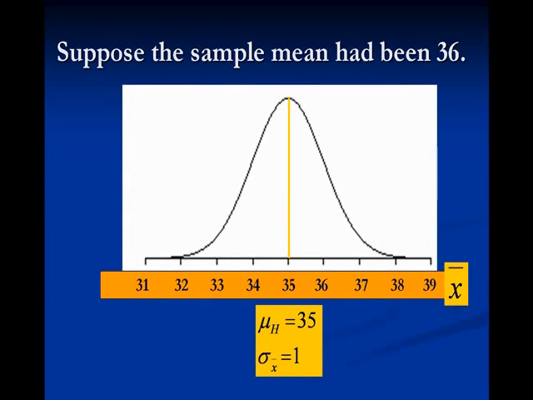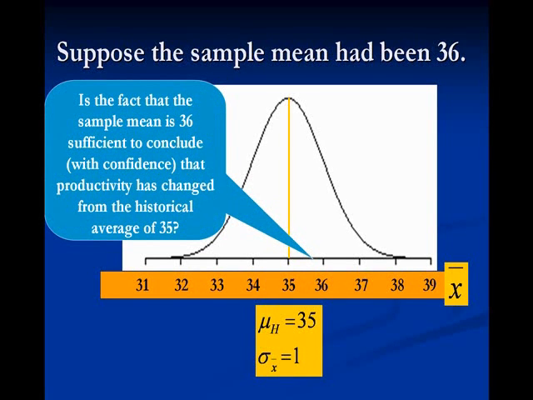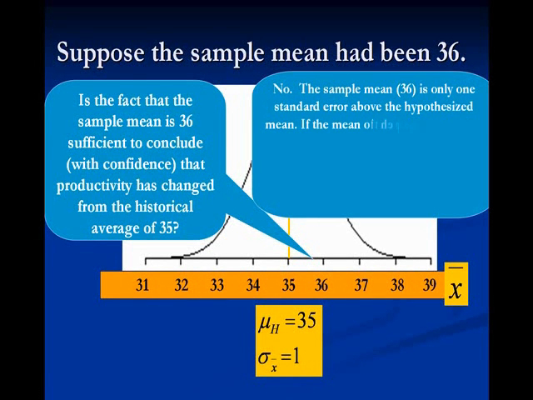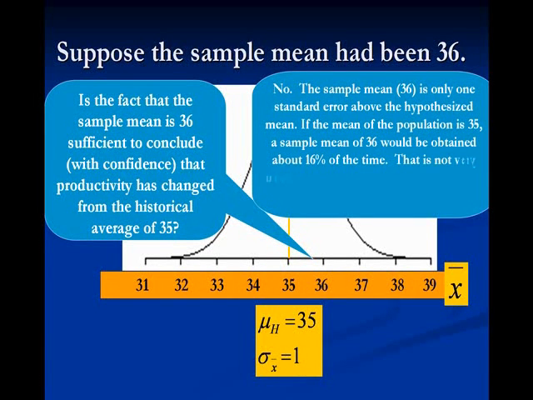Let's suppose we had a sample mean of 36 instead of 31. 36 is not equal to 35 either, but is the fact that the sample mean is 36 enough to be confident that the productivity has changed from the historical average of 35? The answer is no. That sample mean is only 1 standard error above the hypothesized mean. So using that same kind of phraseology, if the mean of the population is 35, we would obtain a sample mean of 36 about 16% of the time.